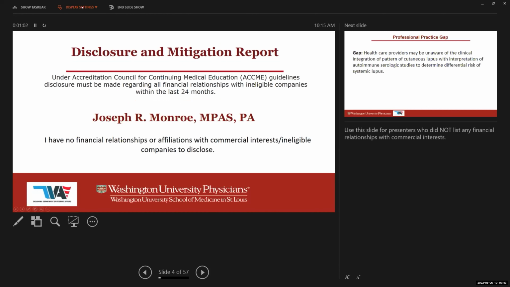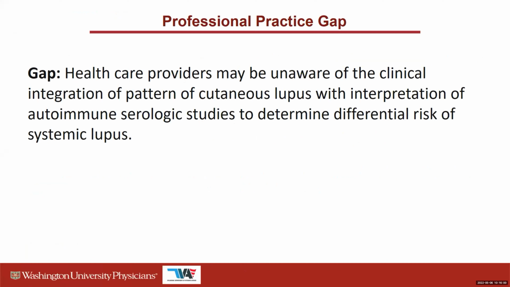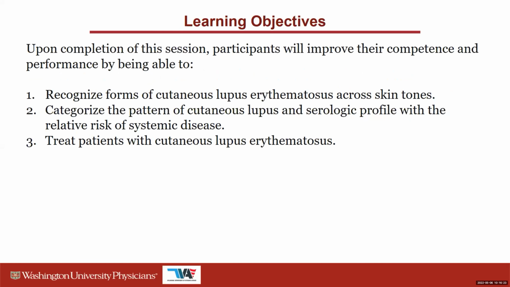All right. So we know that there's a gap in teaching, and that there are educational challenges with training physicians and clinicians to address cutaneous lupus in all skin tones, as well as linking certain skin manifestations with systemic disease and serologic studies. We're going to go through a little bit of all of that today. Hopefully it'll be informative. We hope that by the end of the session, you're able to recognize forms of cutaneous lupus across skin tones, categorize the pattern with the serologic profile, associate that with relative risk of systemic disease, and possibly even treat your patients with cutaneous lupus.